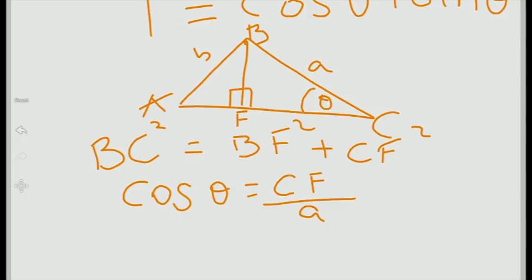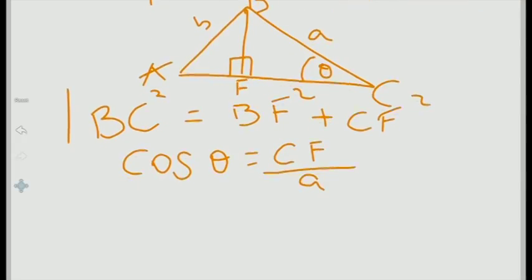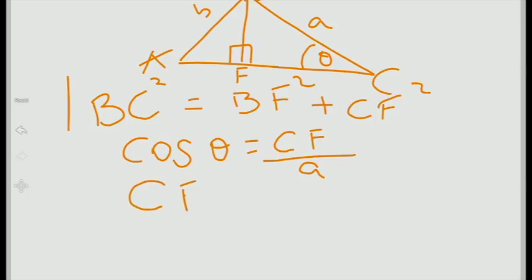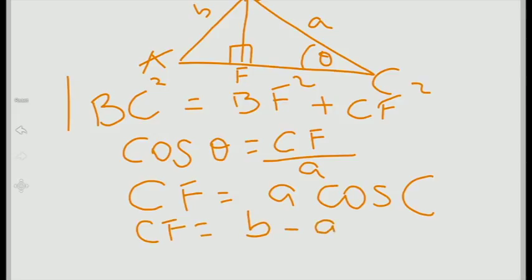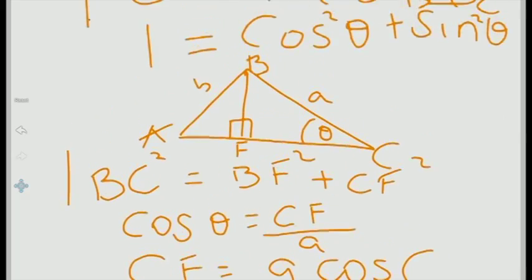Now CF, which we do not know, we have to substitute. CF is equal to A cos theta, which is C. So CF is A cos C. CF is a fraction of a longer side we are given here. The longer side is B. So CF is equal to B minus A cos C. We are looking for BC. BC squared is equal to BF squared plus CF squared because it's a right angle triangle.